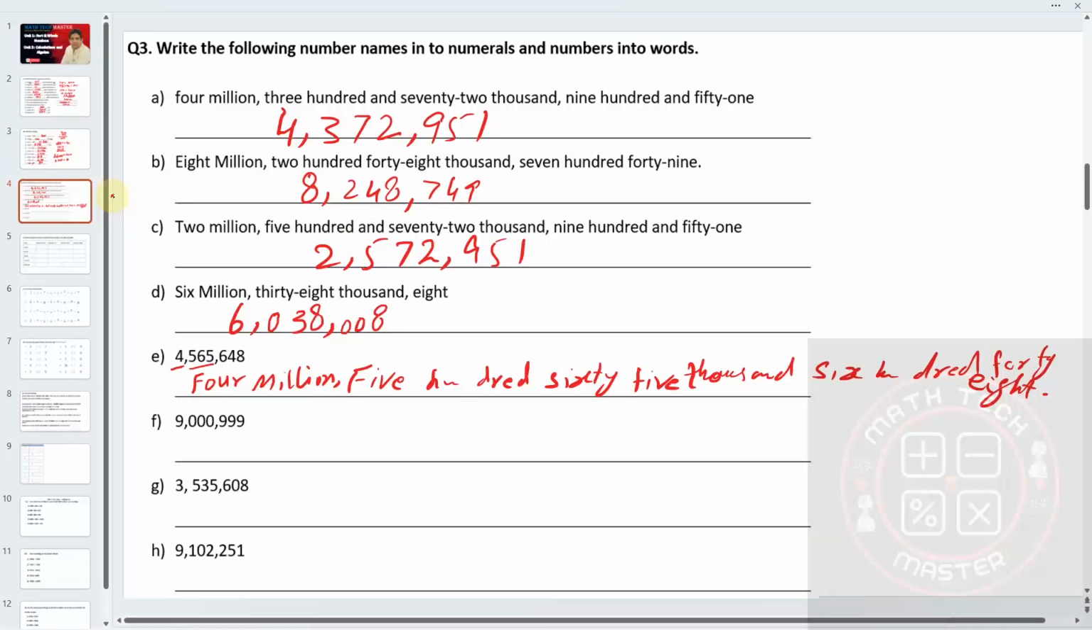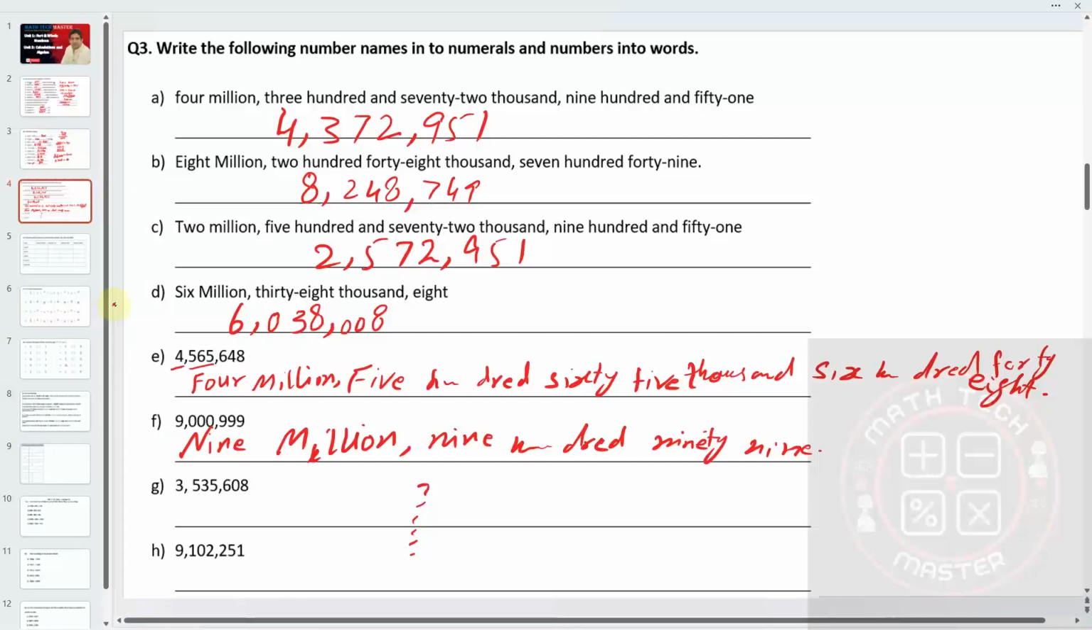The next number is 9,999,000. So we will write simply 9. I'm using M for the millions. So let's start, write down the million. 9,999. So forth and so forth. We will write down the numbers as it is: 3,535,608, 9,102,251. So I hope this question is very much clear.